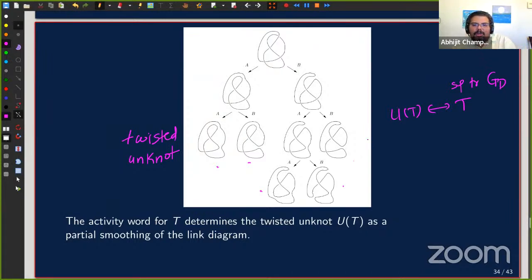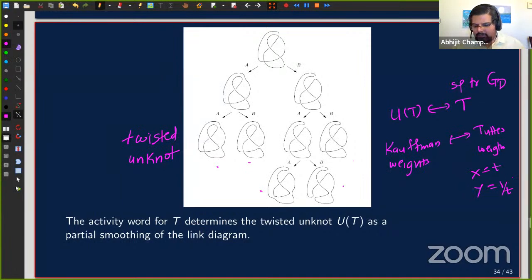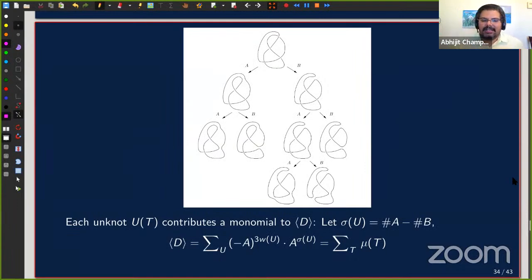So the twisted unknots are in one-to-one correspondence with spanning trees, and moreover, if you look at the weight you assign for this, the Kauffman weights correspond to the Kauffman weights for this whole Kauffman bracket here. Well, this is an unknot, so it's just a monomial. So the Kauffman weights here correspond exactly to the Tait weights with x equal to t and y equal to 1/t. So what that gives us is the Kauffman bracket as a sum of monomials. These are all monomials over the number of spanning trees. So now we have obtained the Kauffman bracket as a sum of monomials.